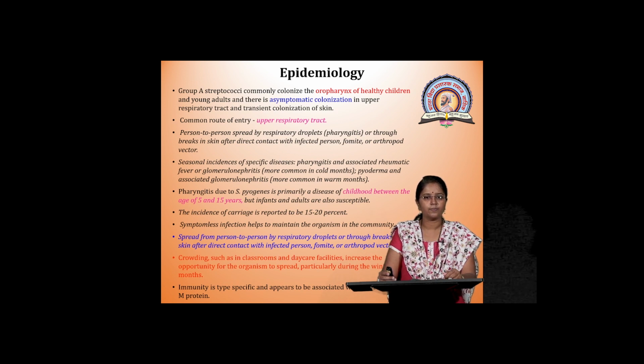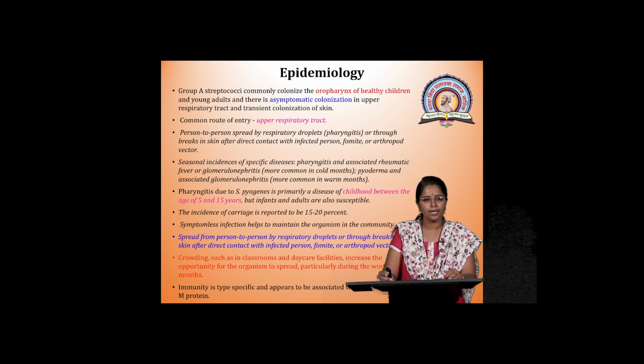Seasonal incidence of specific diseases, that is pharyngitis and associated rheumatic fever or glomerulonephritis, is more common in cold months. Pyoderma and associated glomerulonephritis are more common in warm months. Pharyngitis due to Streptococcus pyogenes is primarily a disease of childhood between the ages of 5 and 15 years, but infants and adults are also susceptible. The incidence of carriage is reported to be 15 to 20%. So symptomless infection helps to maintain the organism in the community.